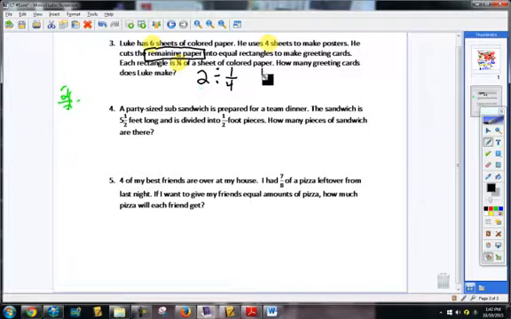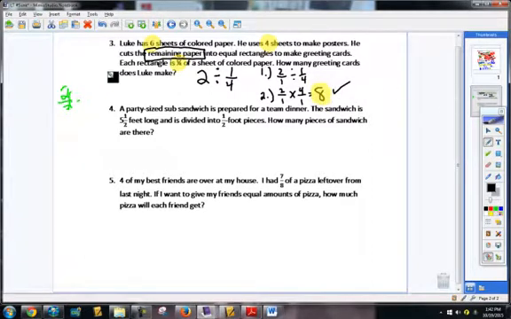So step number 1, put them in fraction form. 2 over 1 divided by 1/4. Step 2, go ahead and do the algorithm for division, which is division is just multiplication by the divisor's reciprocal. So this is going to be 4 over 1. And we know that he's going to be able to make 8 over 1, which is 8 greeting cards out of those 2 remaining pieces.